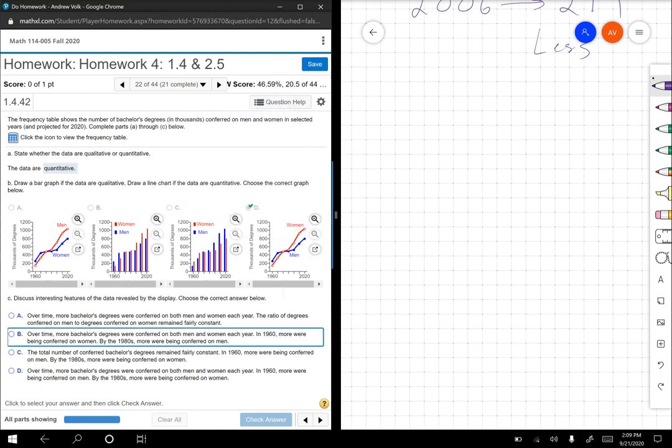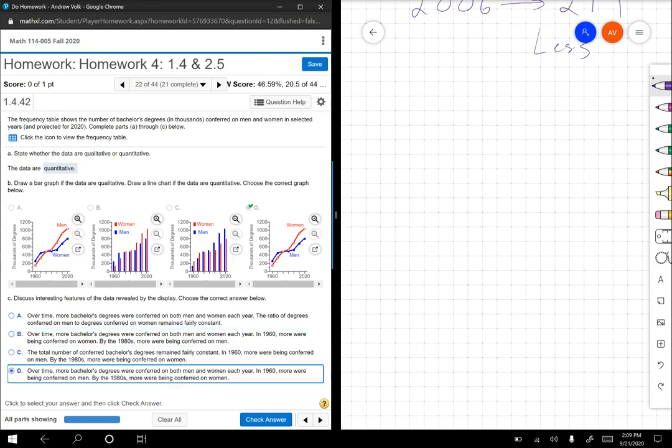So what does that tell us? If we look at that graph, we say over time, more bachelor's degrees were conferred to both men and women each year. That's true. They went up each year. The ratio of degrees conferred to men remained fairly constant. Well, that's actually not true. The ratio actually changed a little bit. Over time, more bachelor's degrees were conferred on both men and women. In the 1960s, more were being conferred on women. By the 80s, more were conferred on men. That's backwards, I think. Over time, more bachelor's degrees were conferred on men and women each year. In 1960, more were for men. And by the 80s, more were conferred to women. I think that sounds accurate.